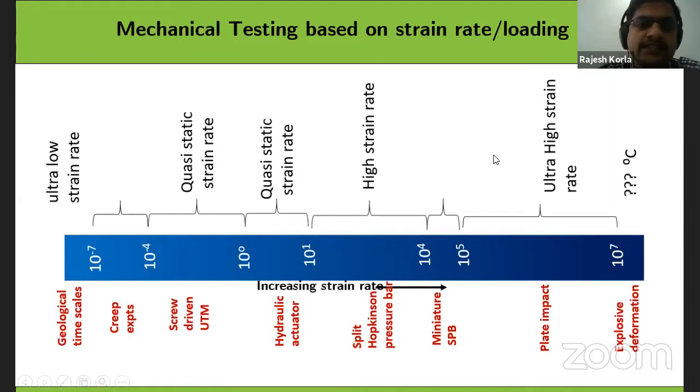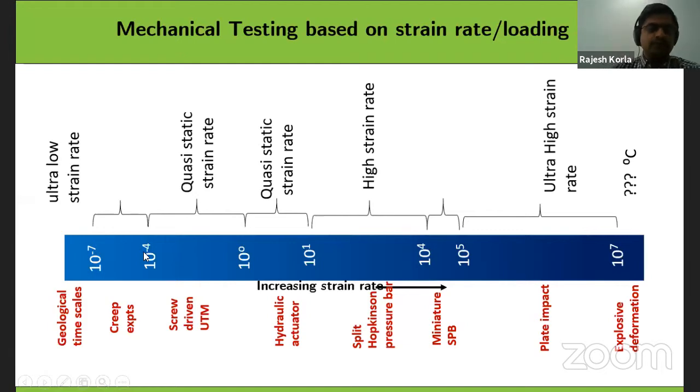Now I want to classify the mechanical testing based on the strain rate and loading rate. For example, if you see the bar graph here, this is increasing strain rate. Depending on what strain rate or loading rate we are operating at, we have to use a particular characterization technique. For example, 10 to the minus 7, which is generally geological length scales, like deformation between the plates under the earth's crust, these kinds of things happen at minus 7, minus 8, minus 10 strains per second. The unit of strain rate is 10 to the power of per second, inverse seconds. So this is basically geological time scales.